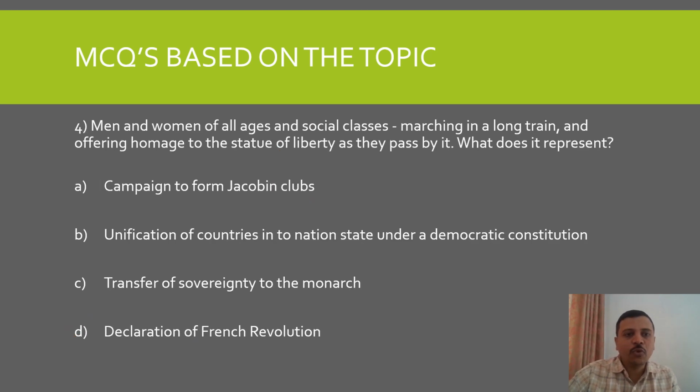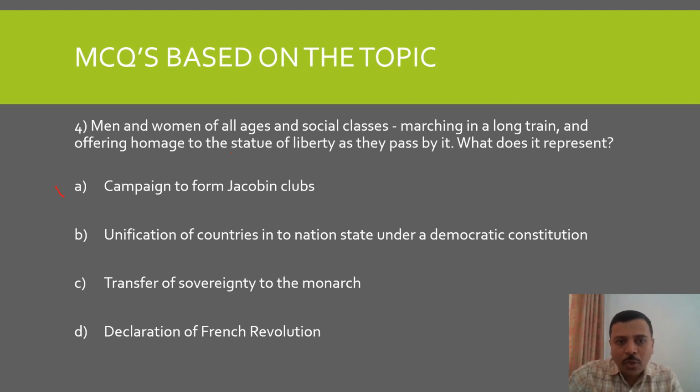My dear friends, the fourth question on your screen is, men and women of all ages and social classes marching in a long train and offering homage to the Statue of Liberty as they pass by it. What does it represent? You can see men of Europe of all ages, children, women, old age people, they are carrying their flags, wearing their national costume, paying their homage or respect to the Statue of Liberty. So, what does it represent?